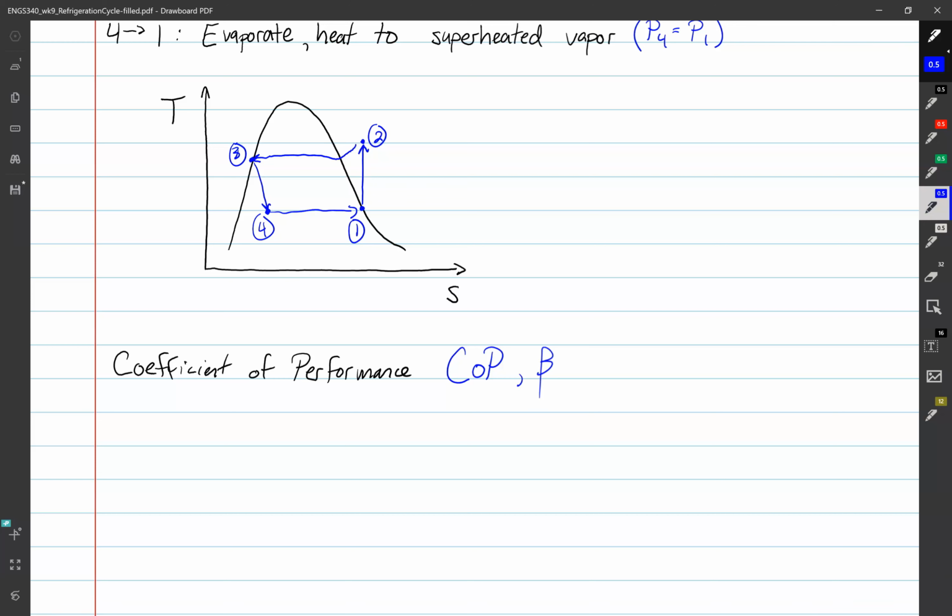The coefficient of performance beta is equal to, just like in a power cycle, the efficiency we defined as what we want over what we had to put in. We wanted work, we put in heat. In this case, what we want is QL. What we had to put in was WC.